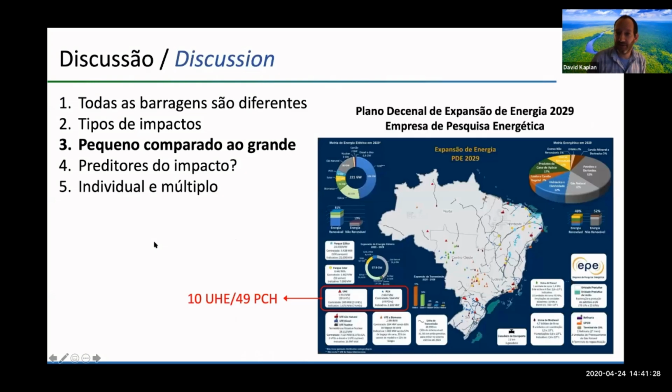And this slide I took from Angela Lavino from the Empresa de Pesquisa Energética, or the Brazilian Energy Planning Agency, showing that their decadal energy plan for 2029 does have 10 large dams, 50 small dams. And so of these 10, only 7 are indicated and 3 are in the Amazon, but a preponderance of small dams coming in the future.